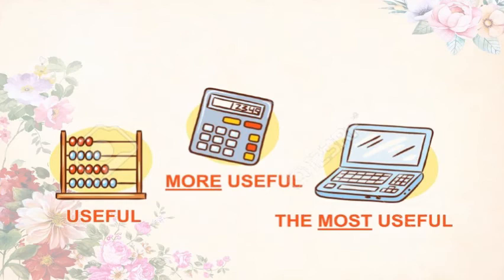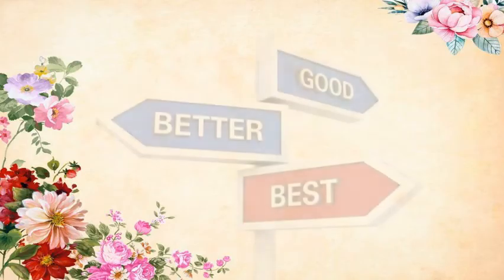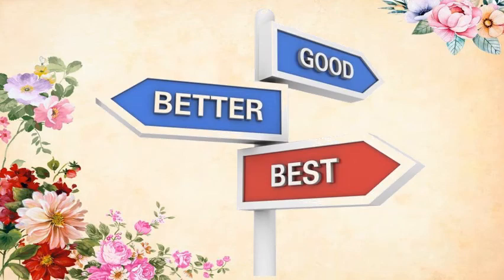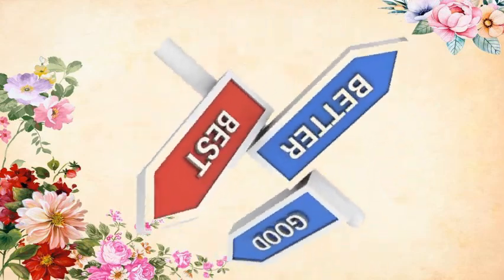Got this? Useful is a positive degree and more useful is a comparative degree, and the most useful is the superlative degree. Wonderful, more wonderful and the most wonderful. Like that, beautiful, more beautiful, most beautiful. Remember this. When you do practice of these words, easily you will come to know. See, one more is good, better, best. Just now we studied, I think, correct?